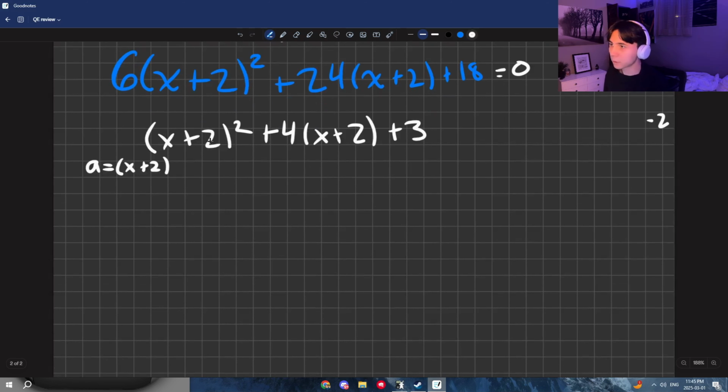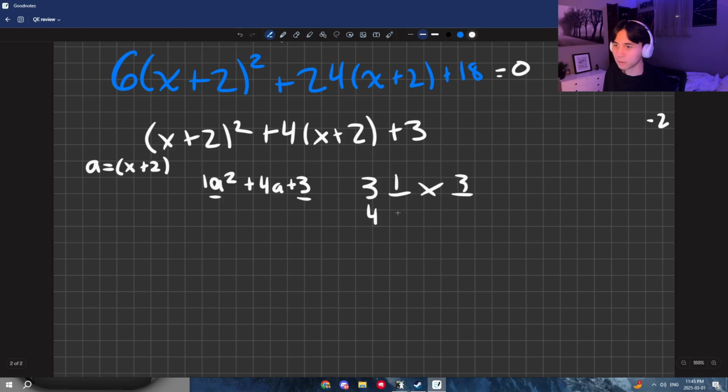And now we just plug in a for x + 2. So we have a² + 4a + 3, and now we can just factor. We have an a coefficient of 1, so we need two numbers that multiply to 3 and add to 4. So we have 1 and 3. So we get (a + 1)(a + 3) = 0.